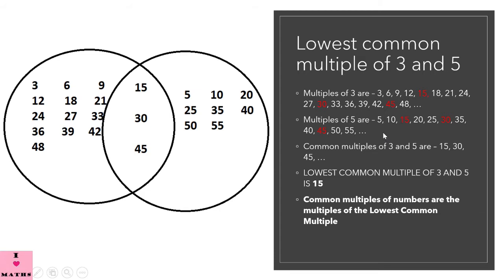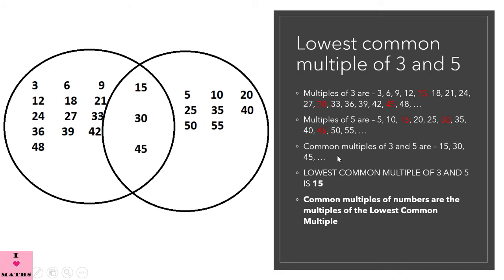Now children, if you pay attention, there are some numbers which are common in the table of 3 and 5 both. These numbers are 15. See, we have 15 here and 15 here too. 30. We have 30 here and 30 here too. 45. We have 45 here and we have 45 here too.